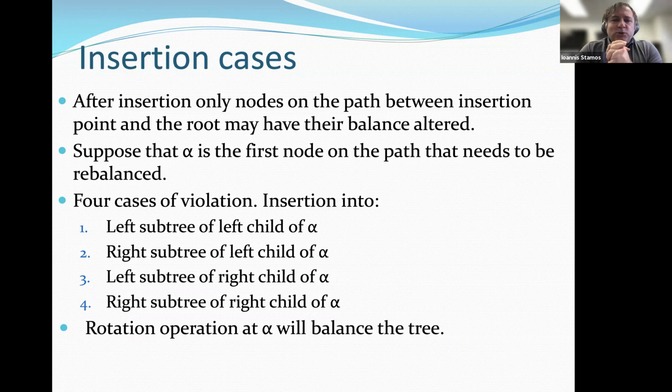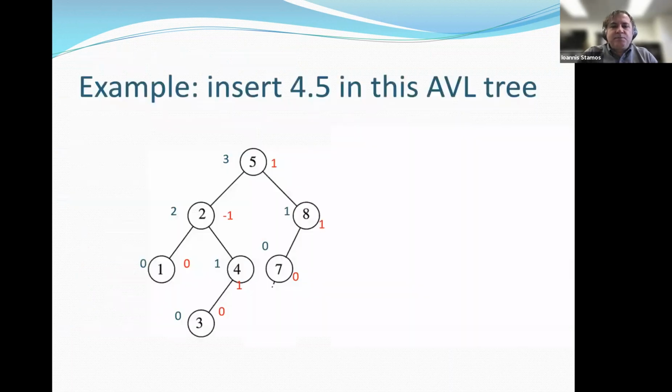But the insertion is different because you want to make sure that the tree after the insertion remains an AVL tree, right? So we'll go through all these cases. The idea here is that you insert the way you insert in a binary search tree, and then you figure out where you have a violation, and then you fix the violation, okay? So this alpha that you see here is the first node where we have a violation. Okay, and we'll explain this in more detail. That's just an overview.